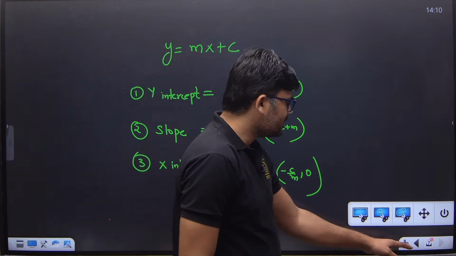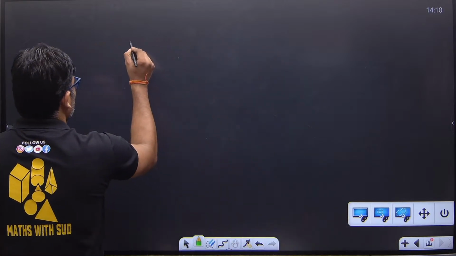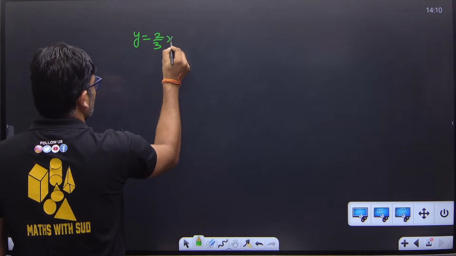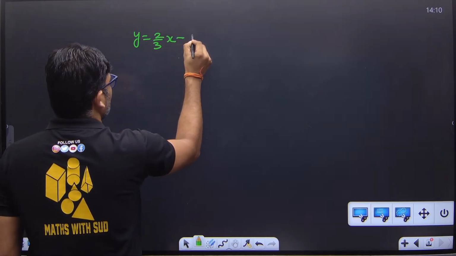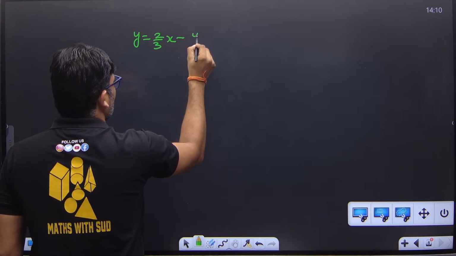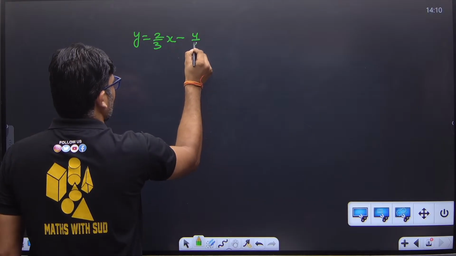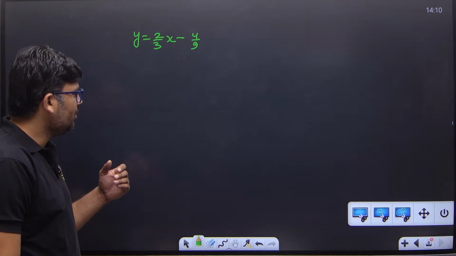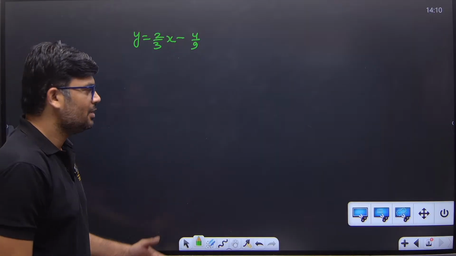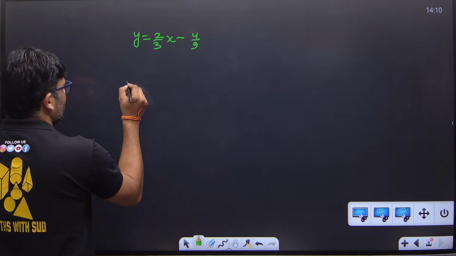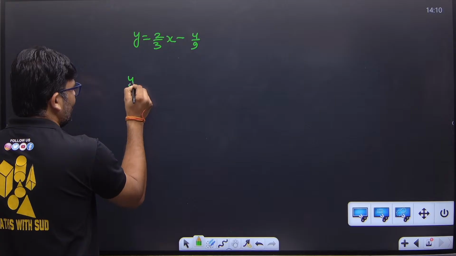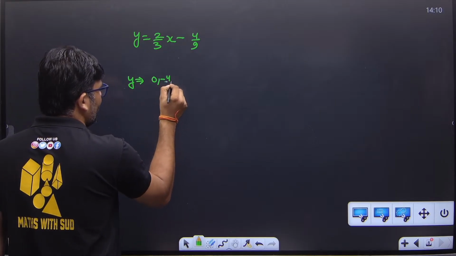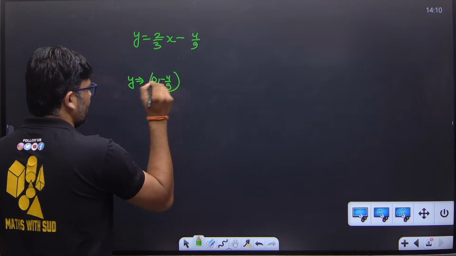Okay, let us take one example. So y is equal to 2 by 3x minus 4 by 9. I'm making it a bit tougher so that we will see how to draw it. So the first thing is y-intercept, which is the point given by 0 comma negative 4 by 9.